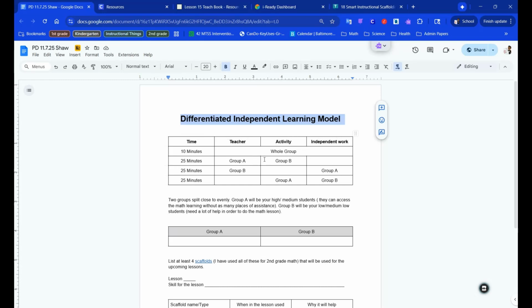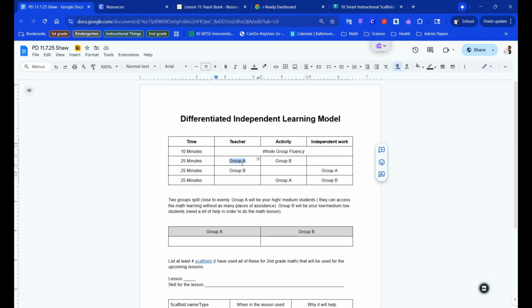So the schedule for this, like I said, we have 85 minutes. We did 10 minutes of whole group fluency. Only 10 minutes. Stopped it right at 10 minutes. Then after those 10 minutes, we did 3 rotations of 25 minutes. Rotation 1, 25 minutes. Rotation 2, 25 minutes. Rotation 3, 25 minutes.